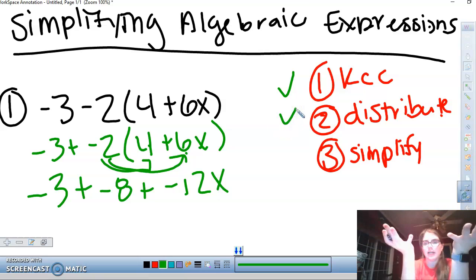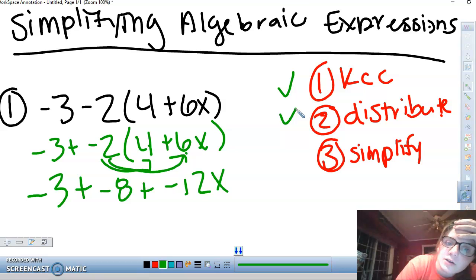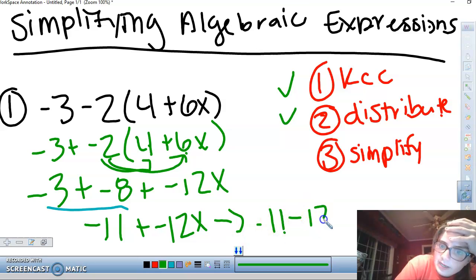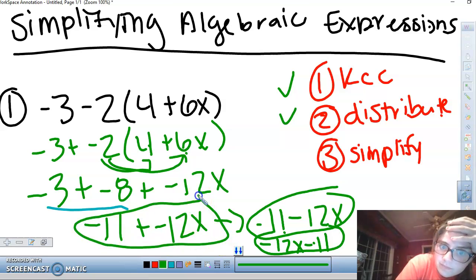So are there any of these that I could add together? Well, look at that, I don't even have to rewrite it because the 2 that I can add together are right next to each other, they're right here. So -3 and -8, that's going to give me a -11 plus a -12x. Or you might see it as -11 minus 12x. Or maybe you might see it as -12x minus 11. They're all correct answers. Every single one of them.